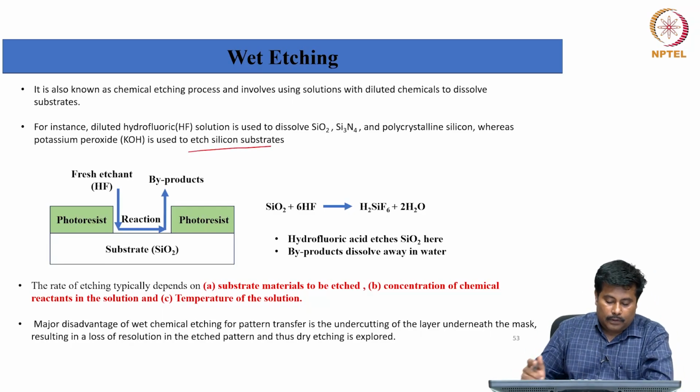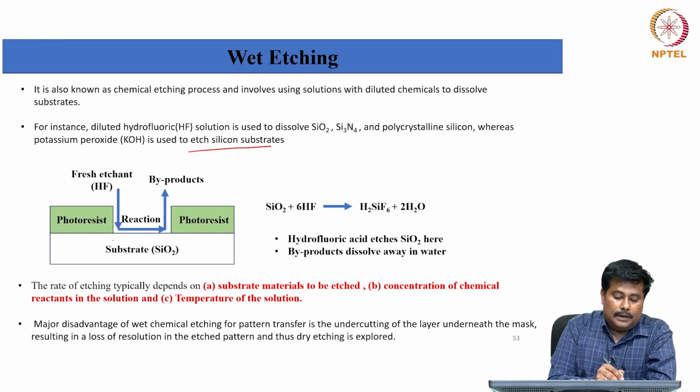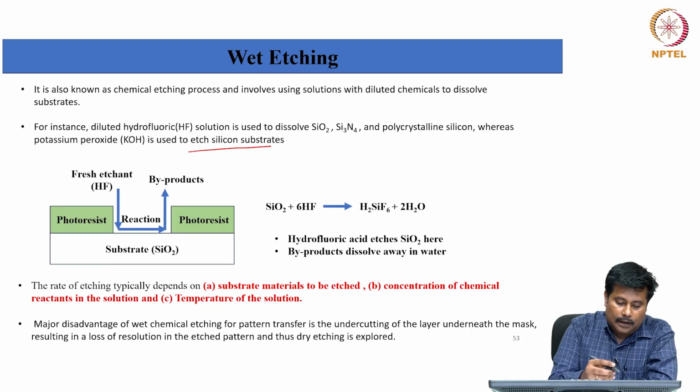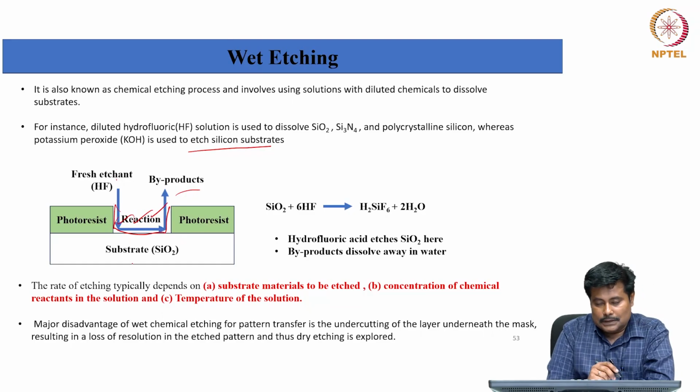So what we are trying to do over here is, we need to create such a structure. In order to create this structure, initially we deposit a photoresist over the substrate, and then a fresh etchant is made to pass through this reaction, so that it reacts with the photoresist, finally ending up in a byproduct, and then we get a structure as mentioned over here. So it's a kind of etching which is being performed on this photoresist layer.